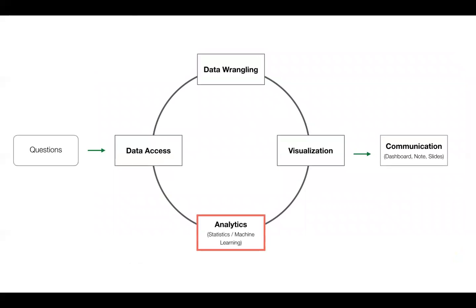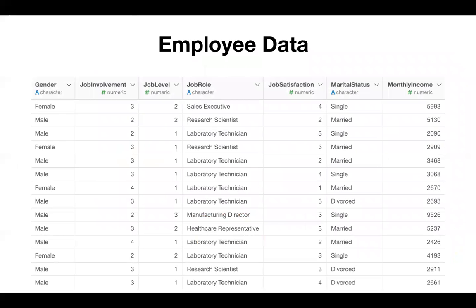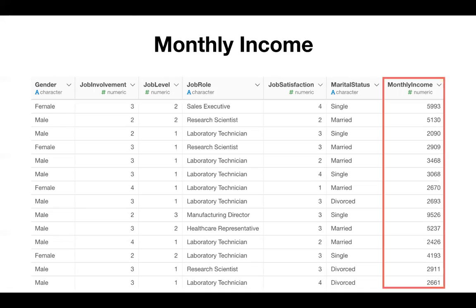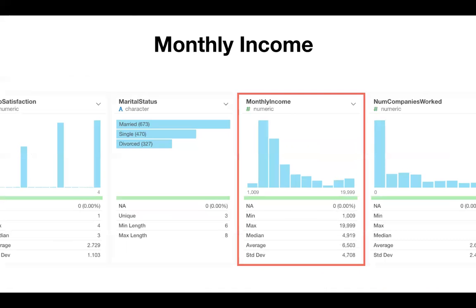So I want to start with the data. The data we're going to use is this employee data. One row is one employee, and there is various information such as gender or job role, how many years a given employee has been working for this company, and the monthly income. So let's say that we are interested in this monthly income.